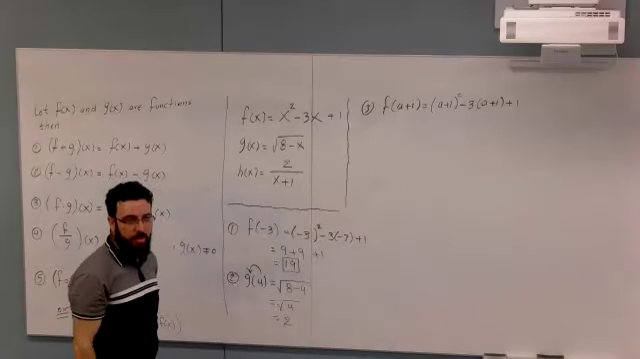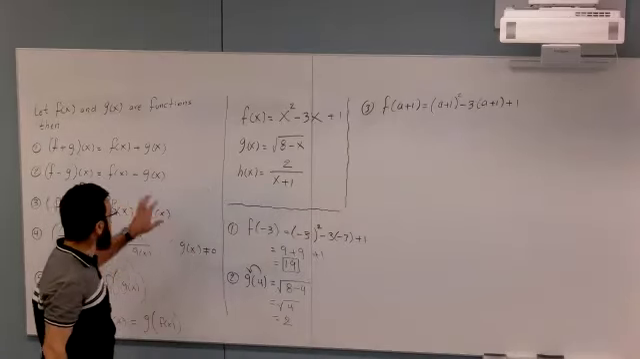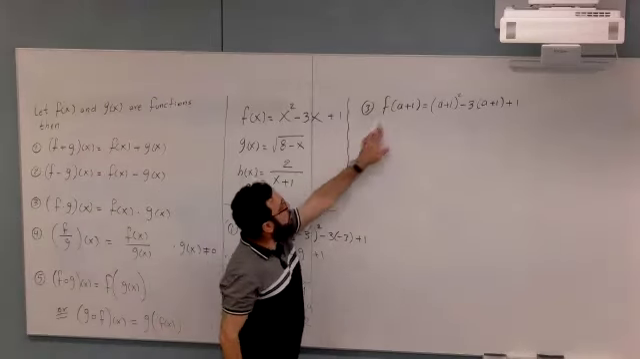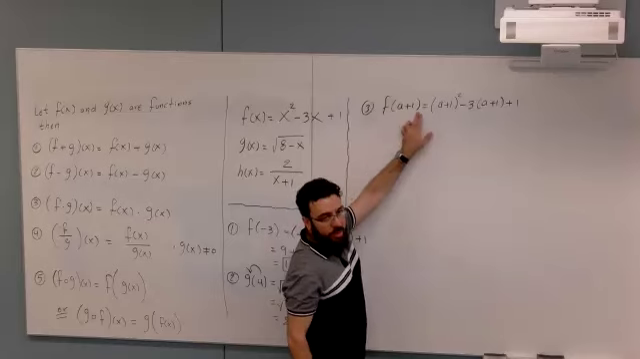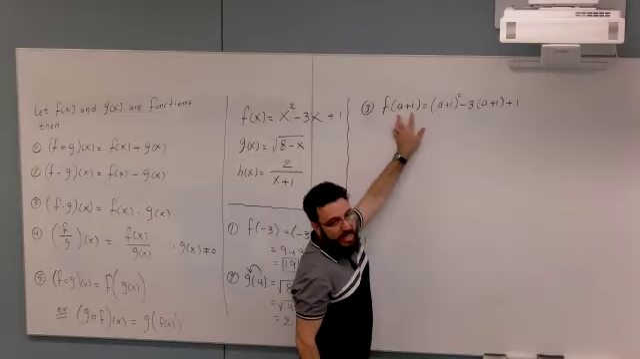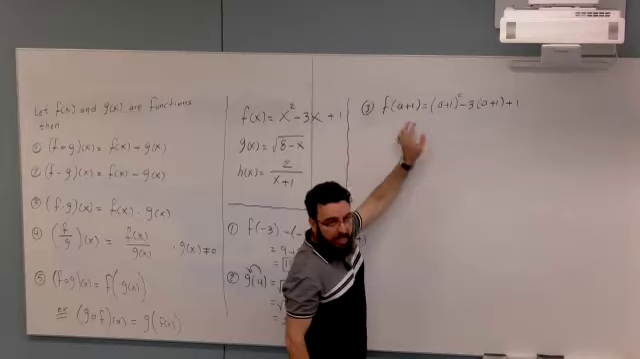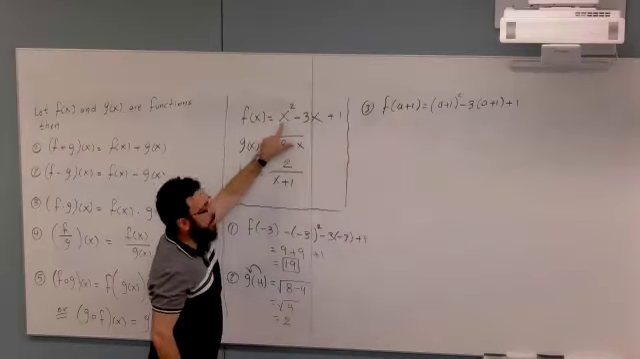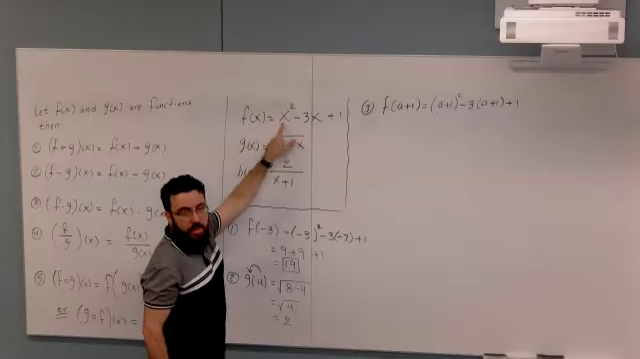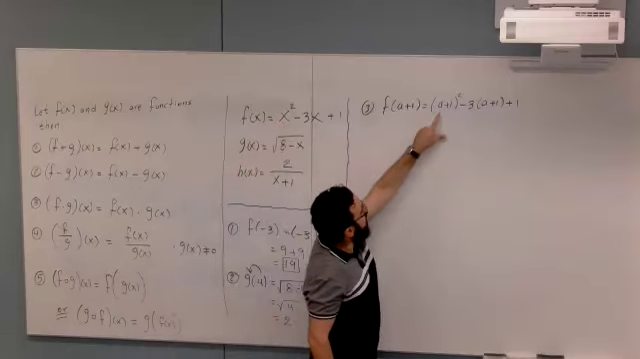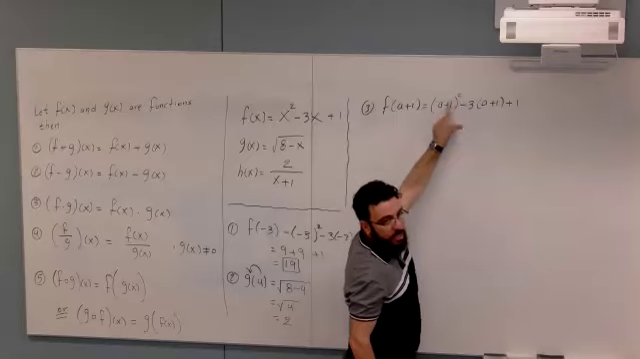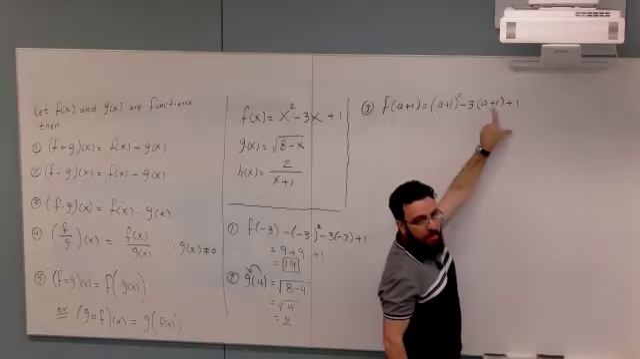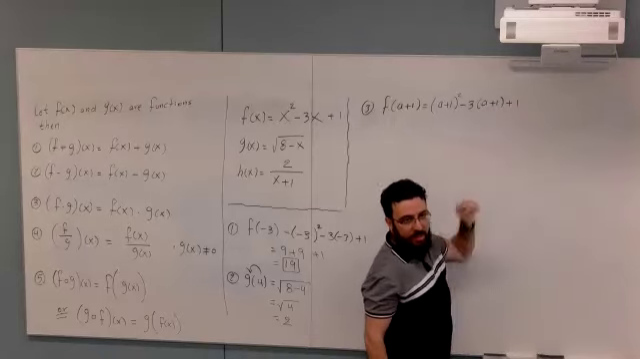Is that okay? We're not using this. No. I'm trying to find f of a plus 1. So a plus 1 is a number, right? The whole thing is a number. So I'm going to plug in a plus 1 where? Instead of x. So it's going to be a plus 1 squared, because x squared minus 3x, which is a plus 1, plus 1. Is that okay?